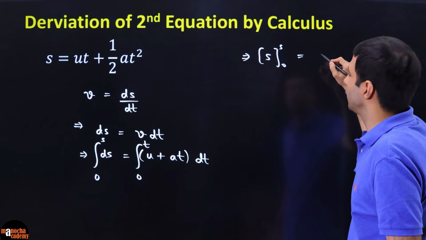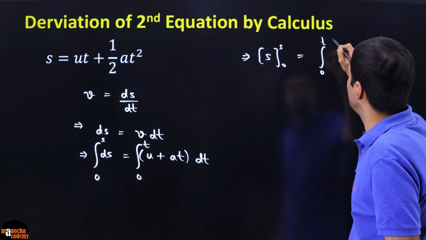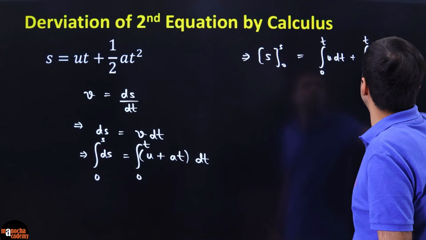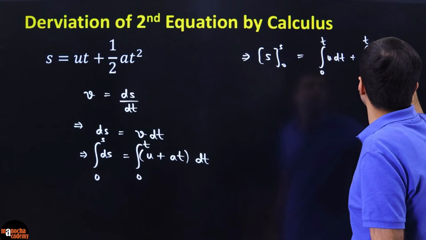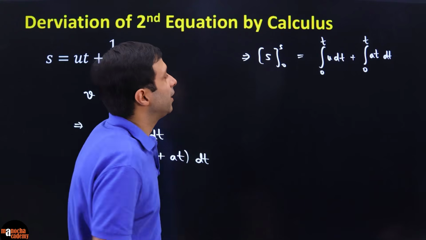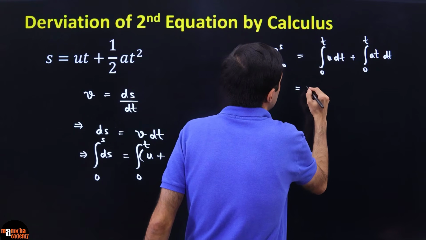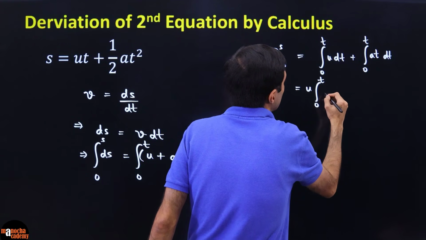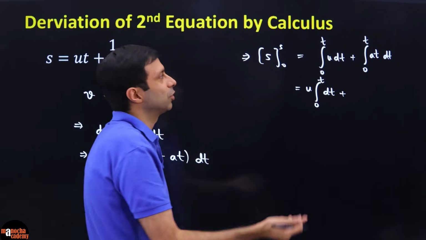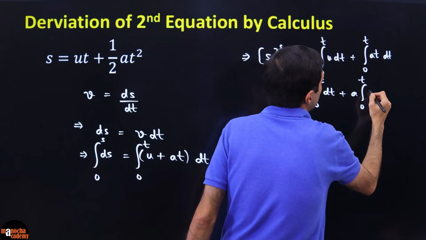So when we are integrating it, we will get the integration from 0 to t of u dt plus the integration from 0 to t of at dt. You can break the plus down like this. So let's go ahead and do that integration. Here the initial velocity is a constant number, so we will bring it out. So this becomes u times the integration from 0 to t of dt. Acceleration is constant in the equations of motion, so we can bring that out. Acceleration comes out here, integration from 0 to t of t dt.